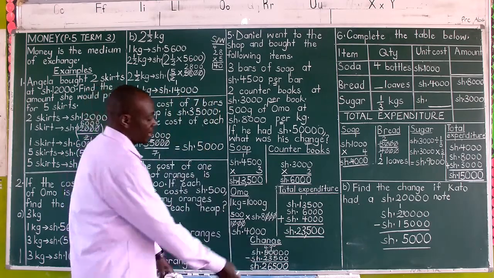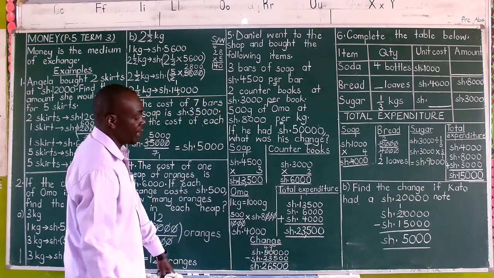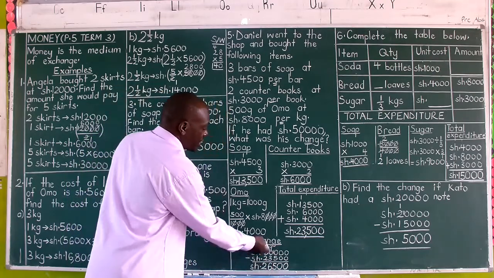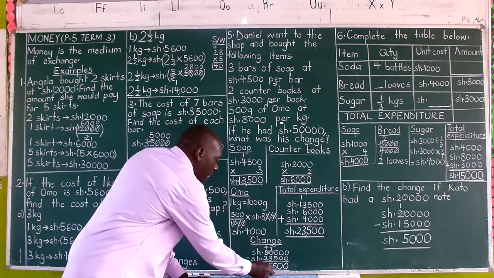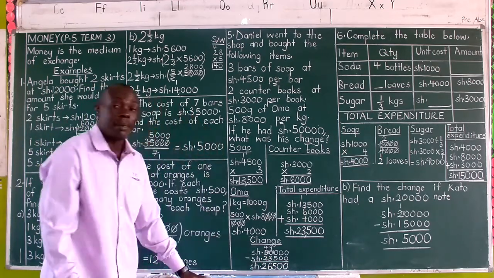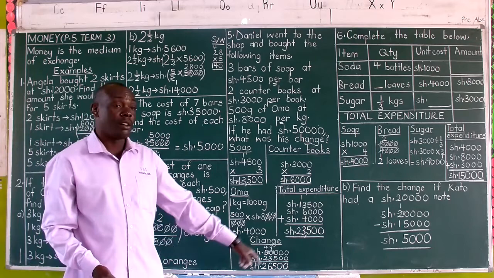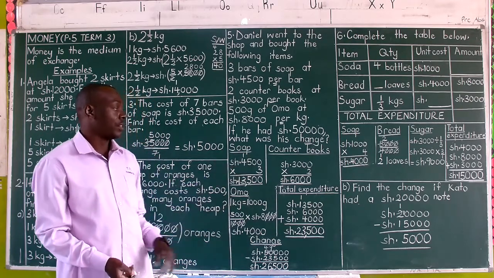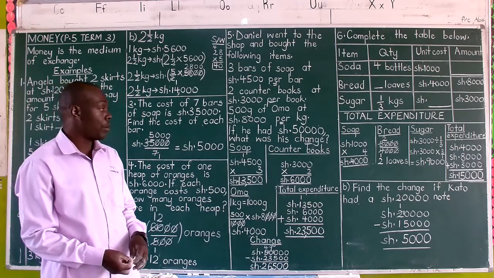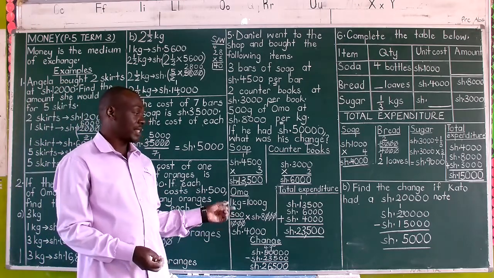We subtract normally. 10 minus 5 is a 5. 9 minus 3 is a 6. Then 4 minus 2 is a 2. So thereby taking home an amount equivalent to 26,500 shillings that day after buying those 3 items of soap, counter book, as well as the omo.